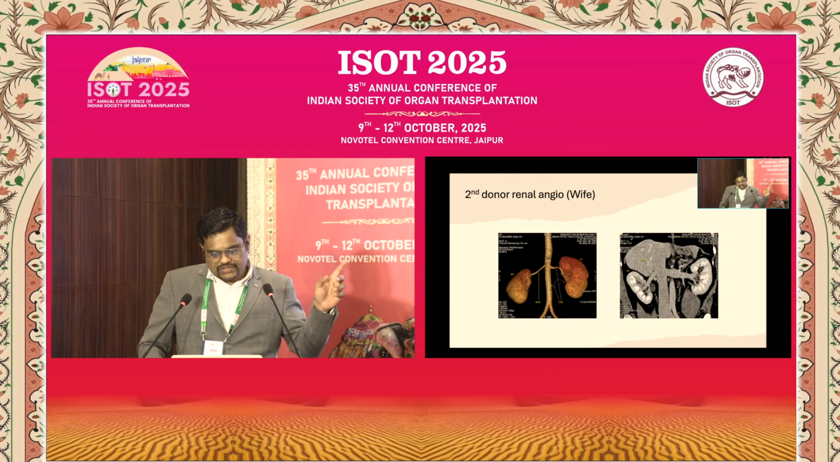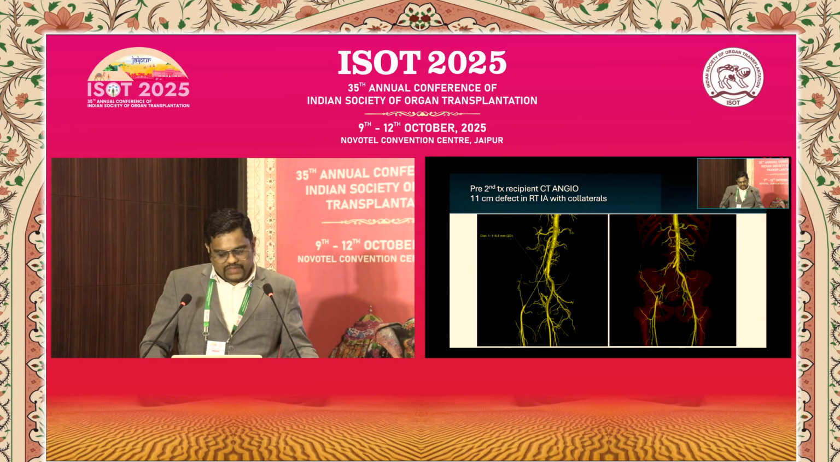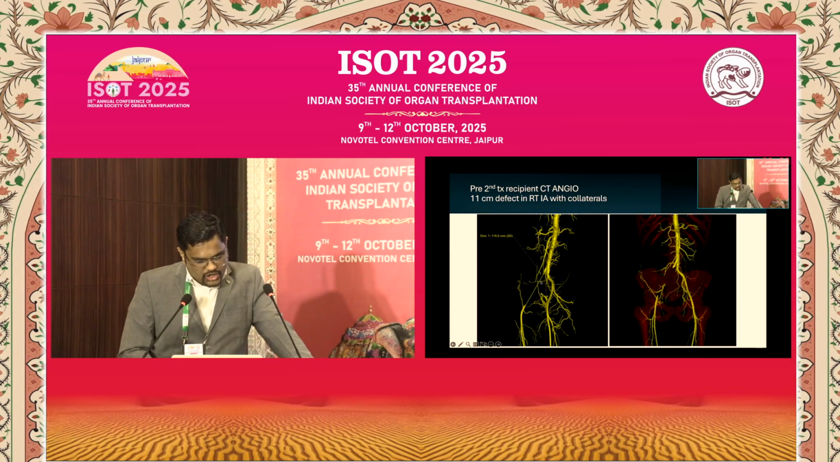So this is the angio of the wife to husband. Now we thought of doing orthotopic kidney transplant in this patient, because on the right side you could see the loss of the artery. You see, this is the common iliac artery, this is the femoral artery, and this much length of the artery is not present.